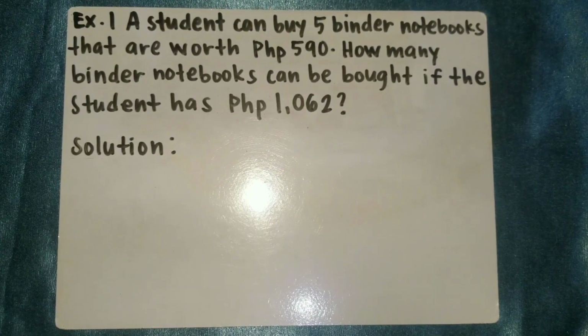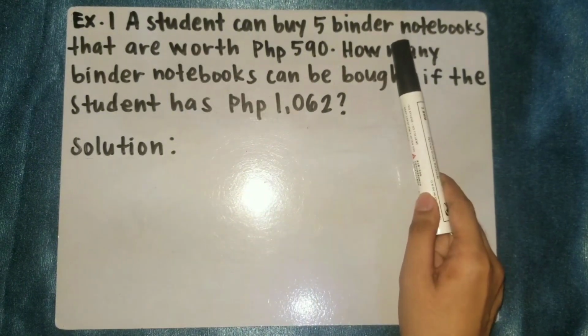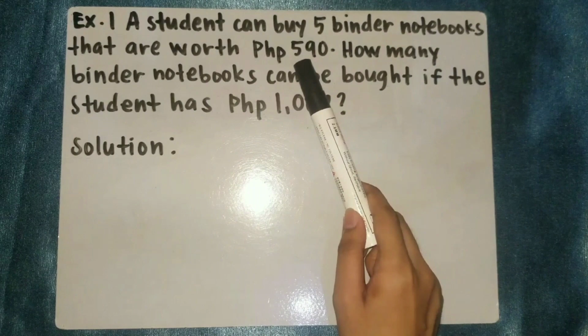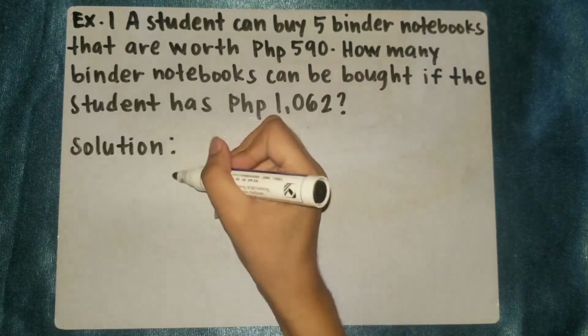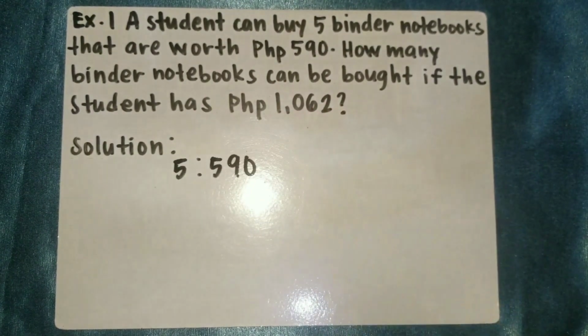Example number 1. A student can buy 5 binder notebooks that are worth 590 pesos. How many binder notebooks can be bought if the student has 1,062 pesos? To solve this, first we have to analyze the problem to identify the given quantities and to make it a ratio. Sabi dito, ang student ay makakabili ng 5 binder notebooks sa halagang 590 pesos. So ito yung magiging first ratio natin. 5 binder notebooks is to 590 pesos.